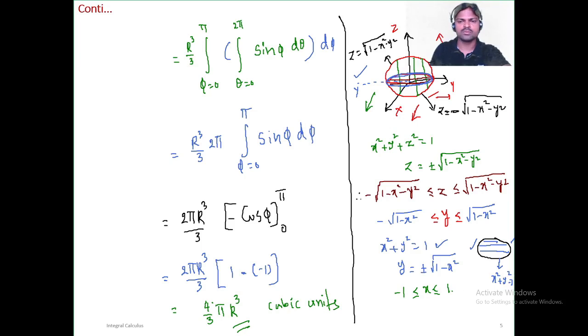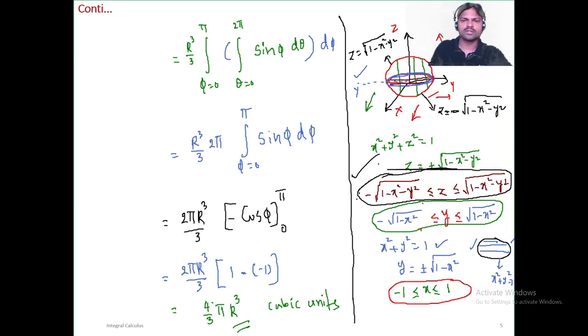Okay, limits are minus 1 to plus 1. So under these limits you can evaluate. So this is x limit and this is y limit. Look at the limits itself, they are somewhat typical, so that's why we are adopting the concept of spherical polar coordinate system. So take these three limits, and try to evaluate the triple integral. There also we will get the same 4 by 3 pi r cube only, but evaluation becomes somewhat typical, not so easy.